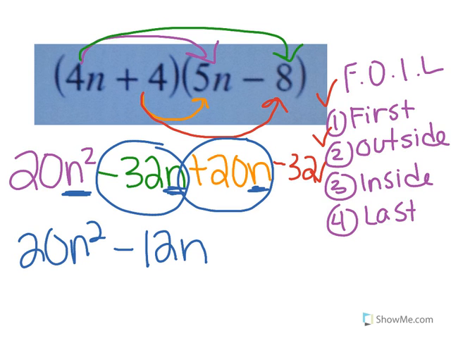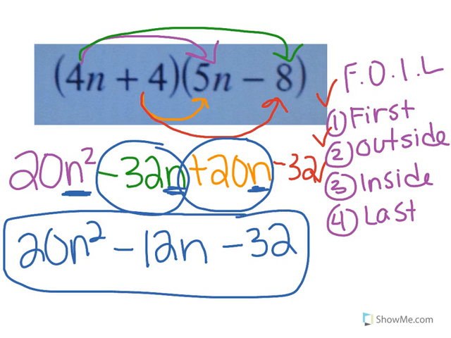And then there's no constants, or in other words, a number without a variable. So I'm just going to bring that down. Minus 32. And here's my final answer.